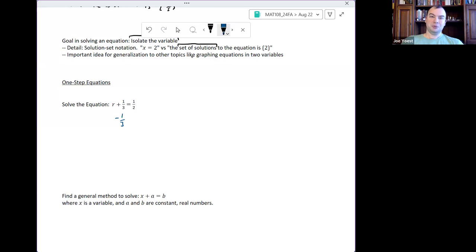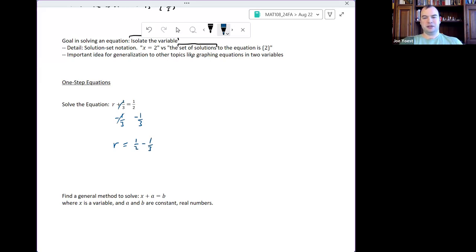We have a plus 1/3 attached to our r. We want to get rid of it. So the driving force is I want to subtract the 1/3 from the left side. And then I also need to maintain balance in my equation, so I also need to subtract 1/3 from the right side. On the left side, this nets out just an r. My plus 1/3 minus 1/3 goes away. And on the right side, I have 1/2 minus 1/3.